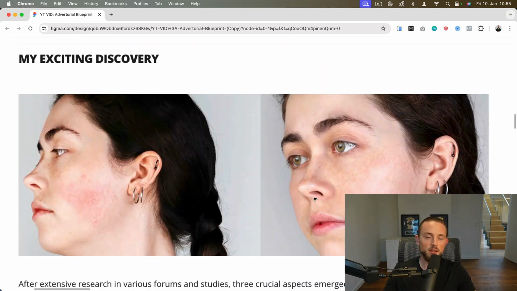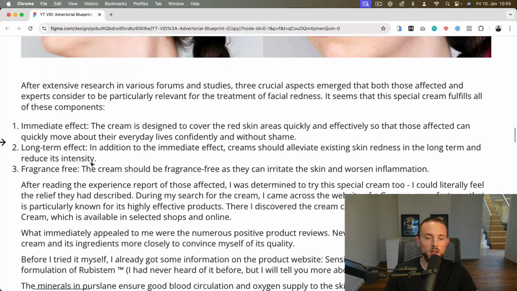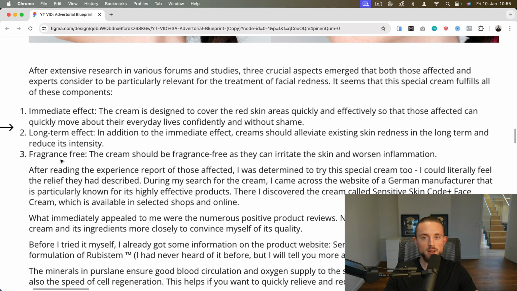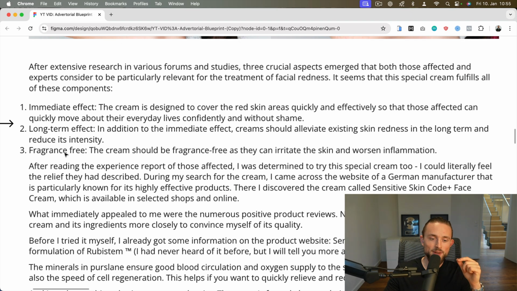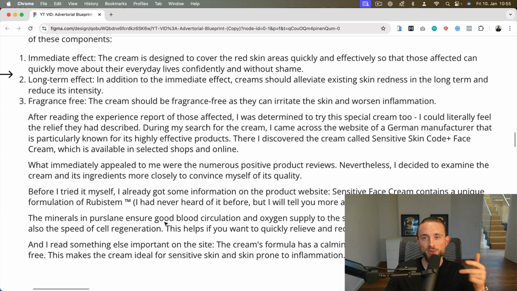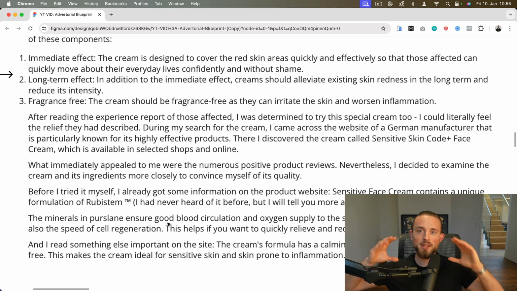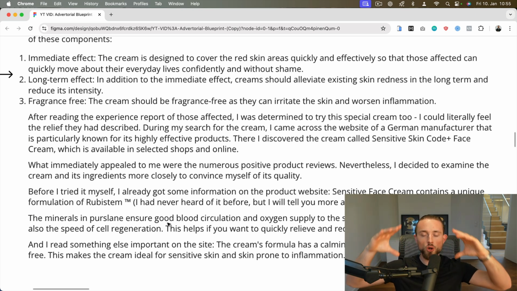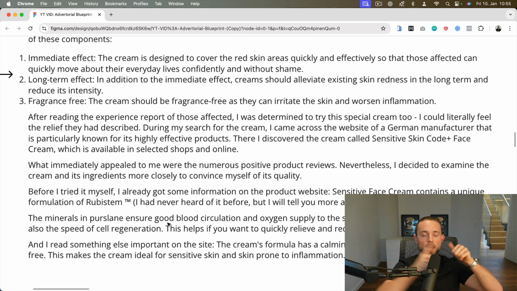So what you can see here in this paragraph, right, exciting discovery, we first talk about basically the three quality aspects that the product should have, and then we say, let's look at the product, and then we say this product matches all of those three quality aspects. So you can see the advertorial is really educational. We take the reader by the hand and walk them through the whole process of having a problem, trying to find a solution, testing different solutions, finally finding one solution that works, testing this specific solution to make sure it's quality.